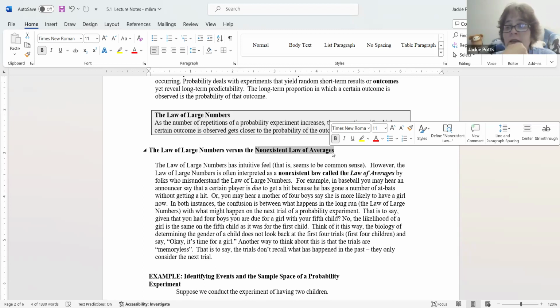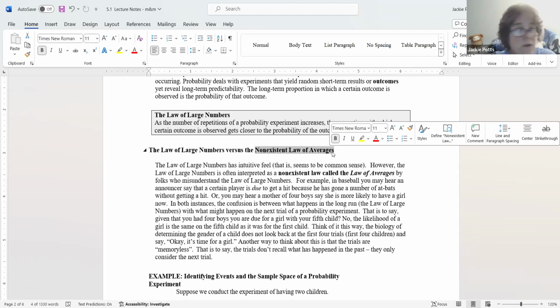For my females out there, think biology, as it says here. Think about the children. What's the odds of having a boy? It's 50-50. What's the odds of having a girl? 50-50. Well, as you tend to have more and more kids, does that change? No. The gender or sex of the previous child does not affect the gender or sex of the current child.